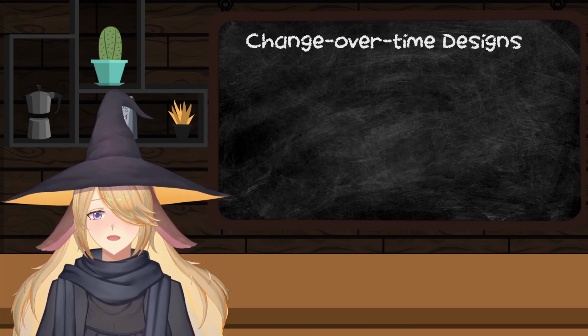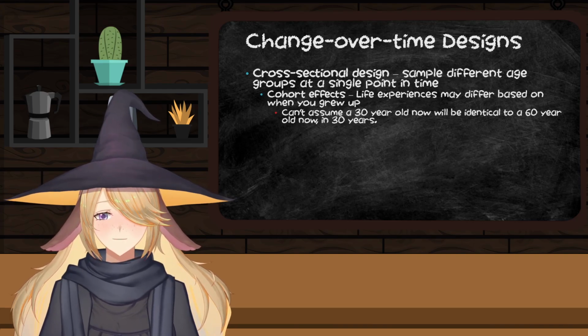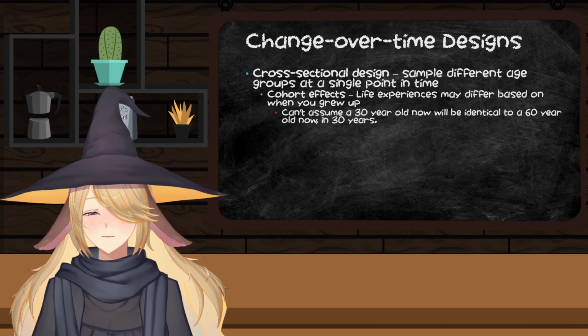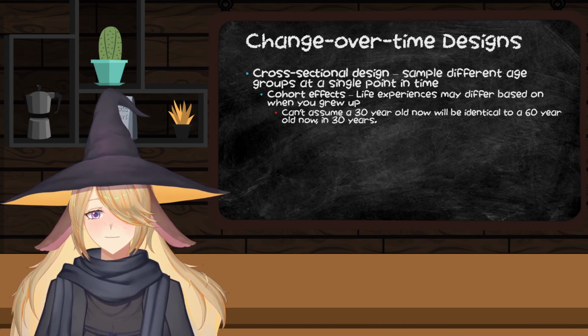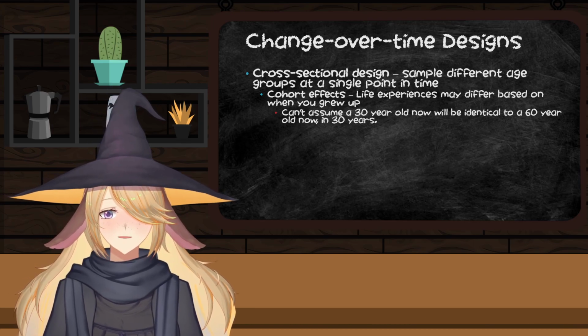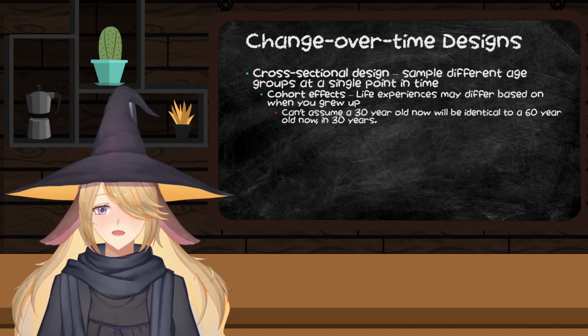So we try to do developmental work via change over time designs, the easiest of which is a cross-sectional design where you sample different people of different ages at different points in time. And this allows you to look at stuff like cohort effects.